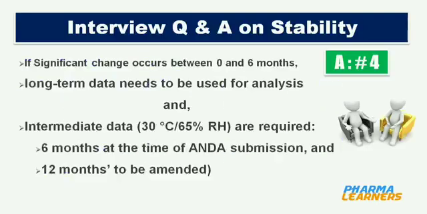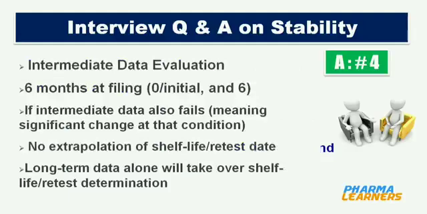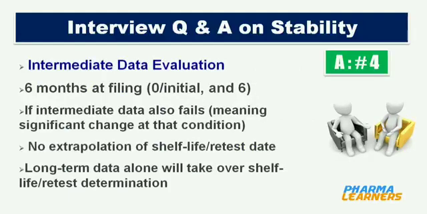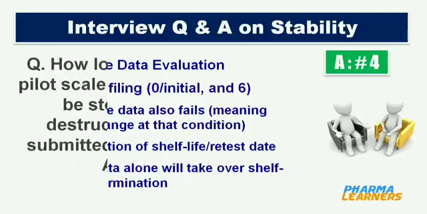If significant change occurs between 0 and 6 months, in that case, long-term data needs to be used for analysis, and 6 months intermediate data are required at the time of ANDA submission, and a further 12 months data to be amended later on. 6 months intermediate data is required for evaluation at filing, which includes 0 and 6 months time points. If intermediate data also fails, in this case, no extrapolation of shelf life or retest date is allowed, and long-term data alone will determine shelf life or retest date. I hope it clarified enough.